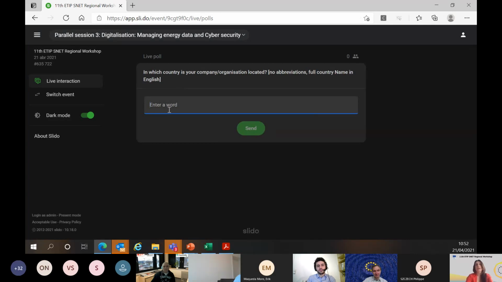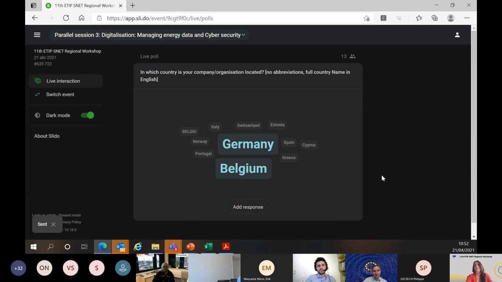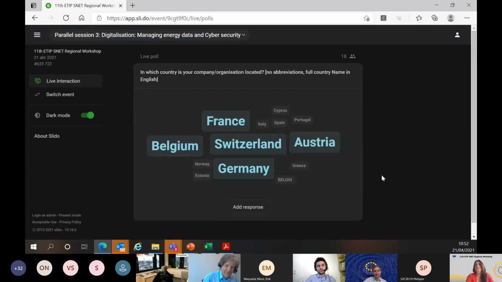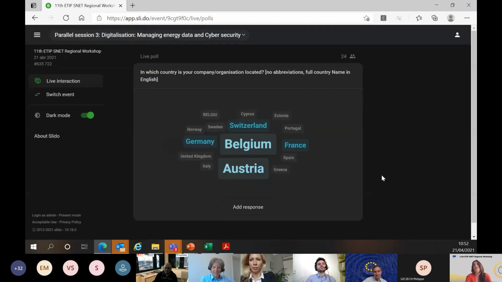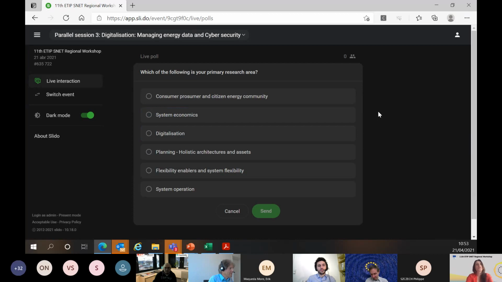In which country is your company located? You can write your company's country in English. Okay, I see also here a good mapping of the European countries. Again, not only the European Union ones, but also others: UK, Switzerland, Norway. Good. Thank you very much. Let's go to the next. You can continue to vote. We will keep track of this.